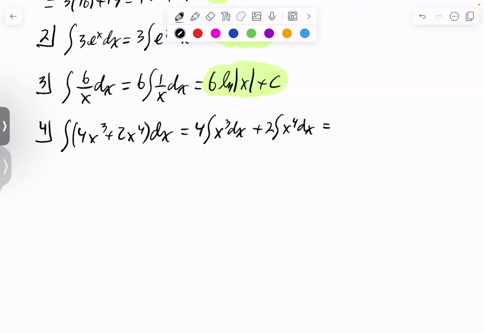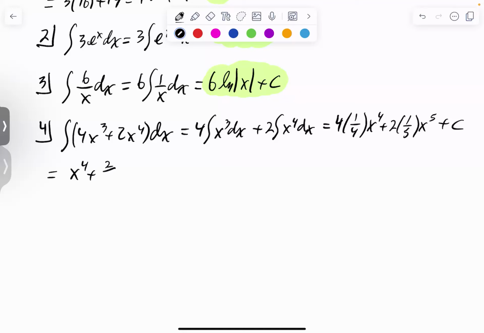And the integral of x cubed is going to be 1/4 times x to the 4th plus 2 times the integral of x to the 4th, which is going to be 1/5 x to the 5th. And now I need my plus c. We end up with our final integral here. Don't forget that plus c. That's after you integrate.